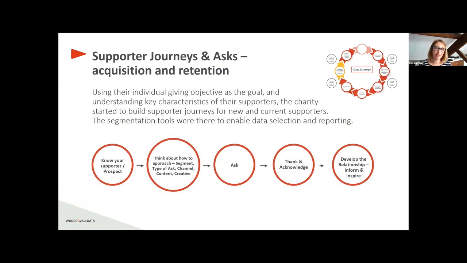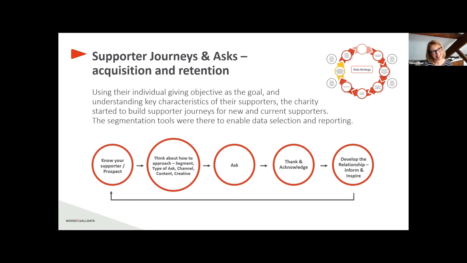And this ties in very closely with the supporter journeys and asks, and then again, acquisition and retention, really. So you can start to use this information to understand when and what and why is the best time to ask, and how to communicate with your supporters to build and develop relationships with them. You're knowing who you're talking to a bit more, so you can think about what channel you're using or what type of ask you're giving them.